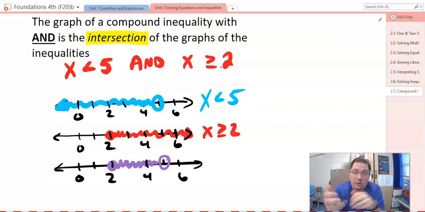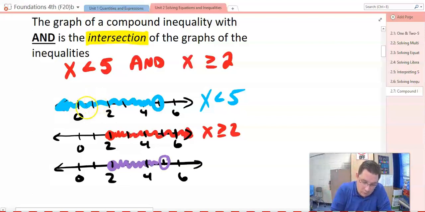Now, what are numbers that are not going to work? Well, like 1, right? 1 works for the first statement. 1 is less than 5, but the problem is that 1 is not greater than or equal to 2. It doesn't work for both. That's the key to an "and" problem. It's got to work for both. So now let's go look at OR statements and see what it does.